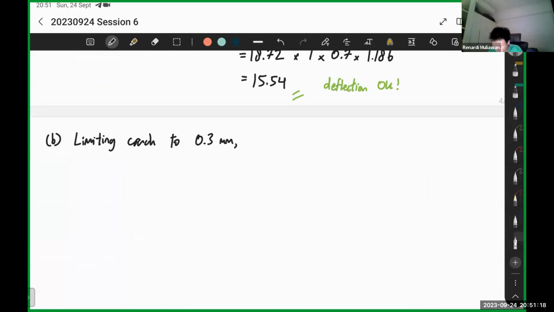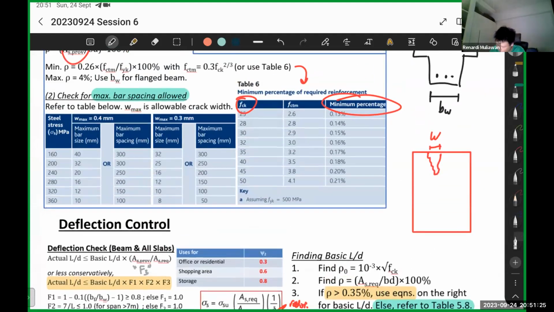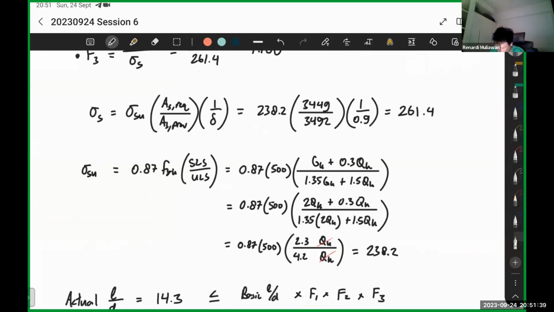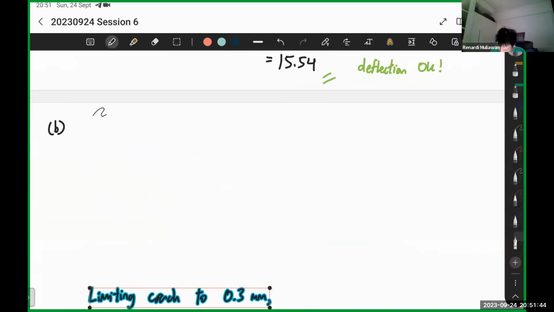So again, we just refer to the table. For the table, if you notice, you will need this one, sigma s. Okay. Oh, we can do the reinforcement ratio first. Okay, let's do reinforcement ratio first. So let's check the reinforcement ratio.